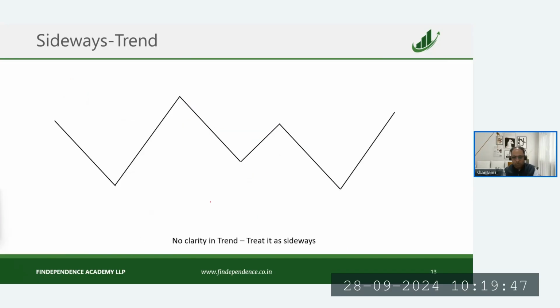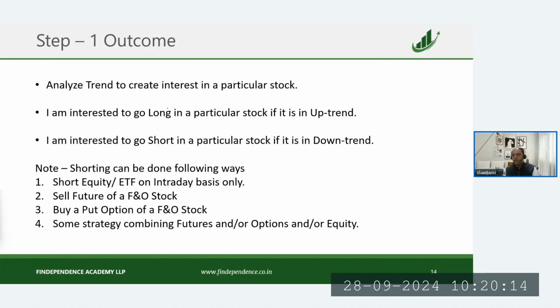In a sideways trend, you won't be able to clearly establish what the trend is. You won't see higher tops and higher bottoms or lower tops and lower bottoms. For any chart, if you are confused about what the trend is, you will call it a sideways trending stock. So if you are confused about the trend, it means it's a sideways stock. Okay, before we come to step one outcome, let's go and have a look at charts.